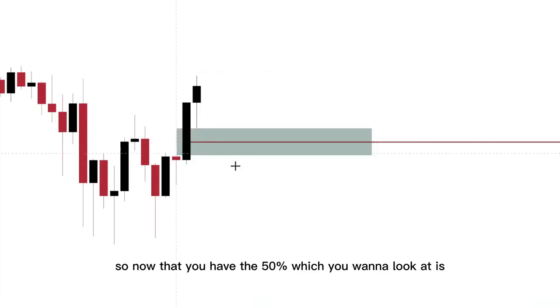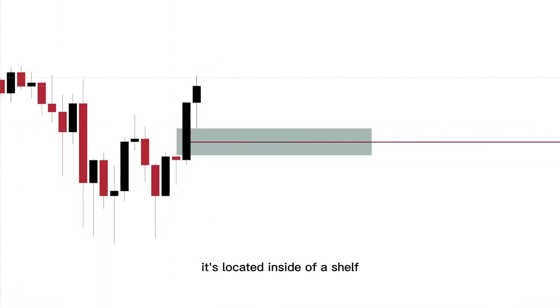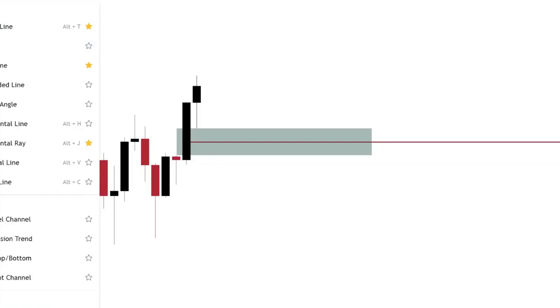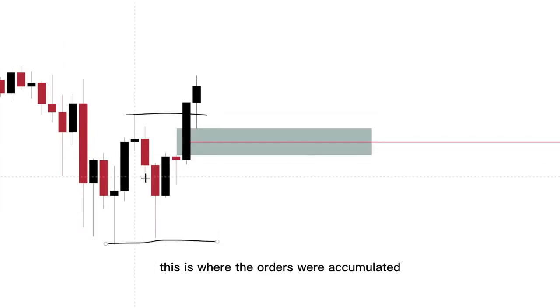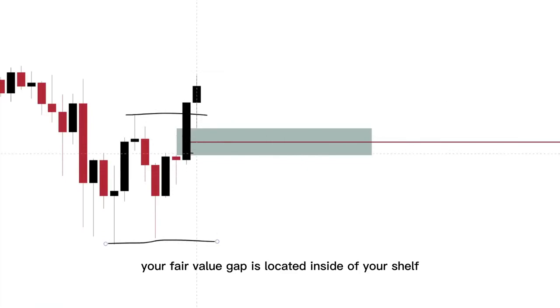So now that you have the 50%, what you want to look at is where is the fair value gap located? In this case, it's located inside of a shelf. So this is your shelf. This is your high. This is your low. This is where the orders were accumulated. So in this case, your fair value gap is located inside of your shelf.